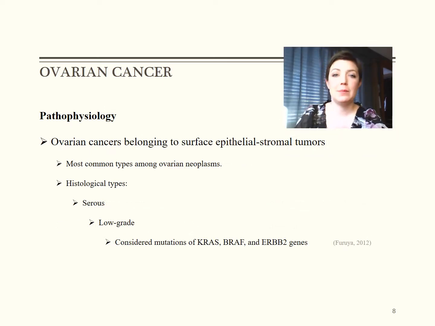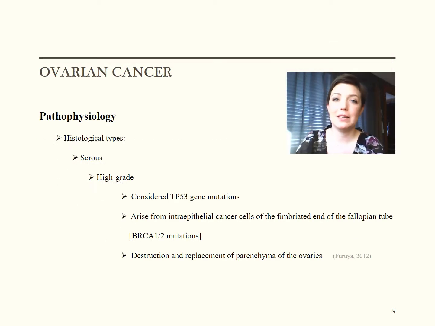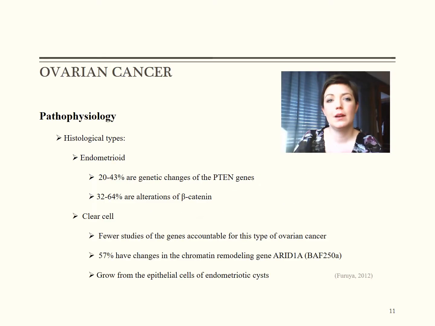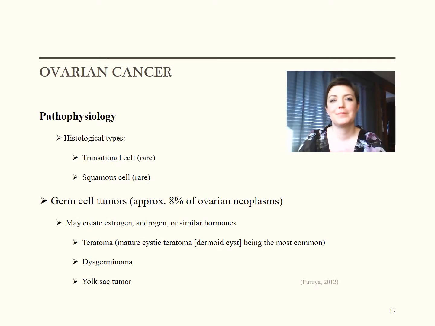The most common types of ovarian cancers belong to surface epithelial stromal tumors. These tumors are easily differentiated by histological type. For example, we have a serous low-grade type. There's a serous high-grade type. There's mucinous epithelial stromal tumors, endometrioid and clear cell tumors, as well as the very rare transitional cell and squamous cell tumors.